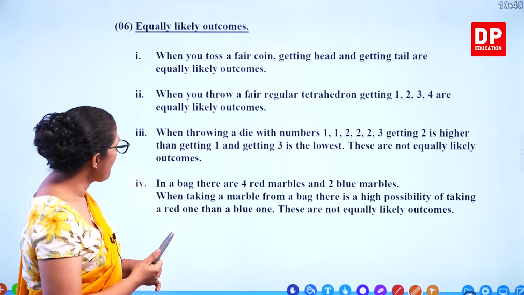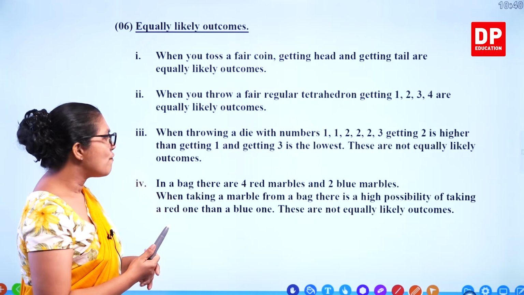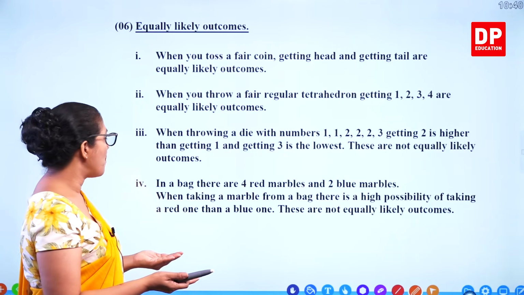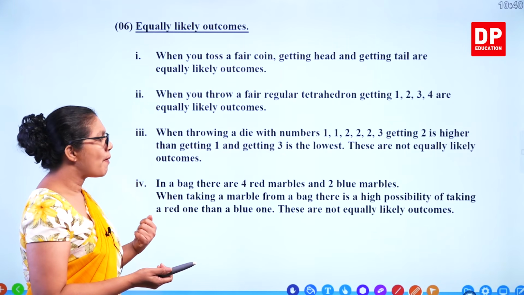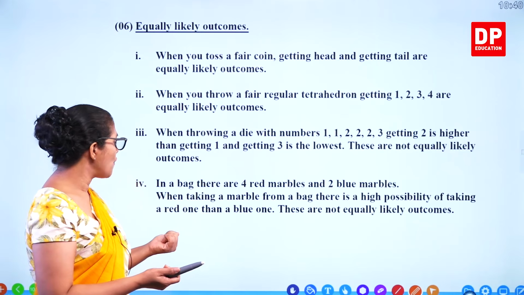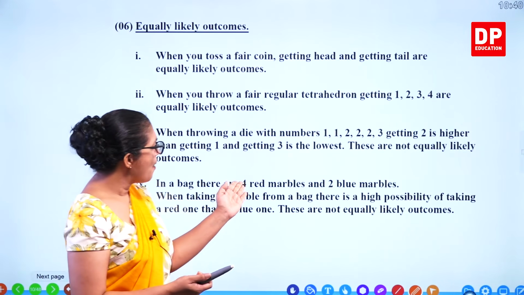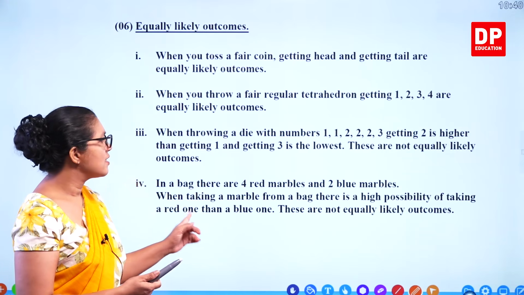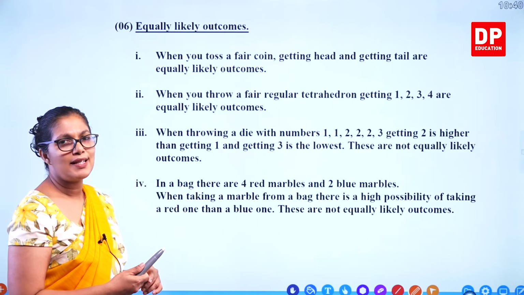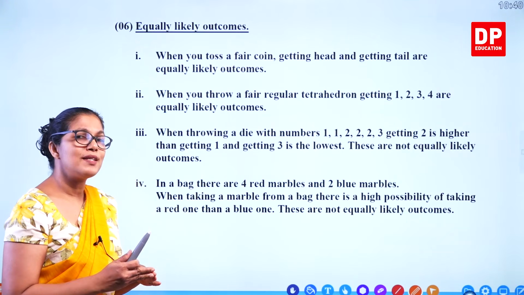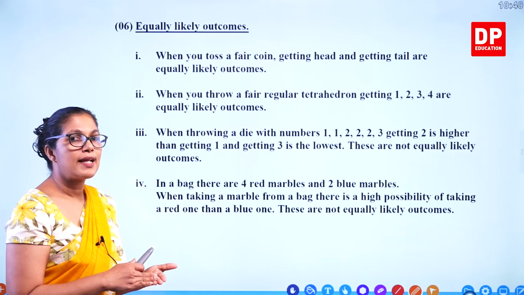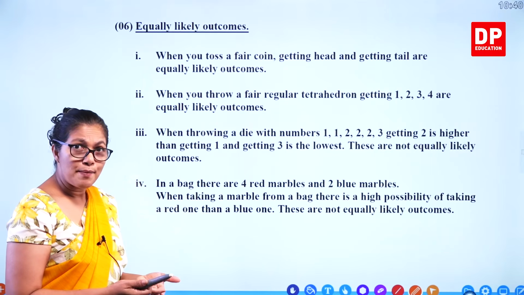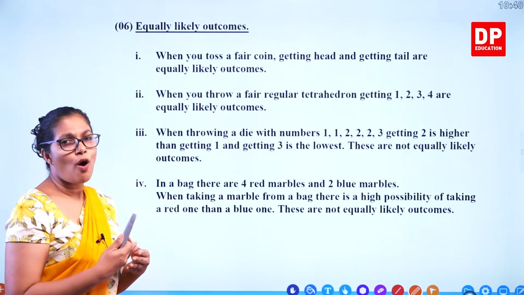Now look at this one. In a bag, there are 4 red marbles and 2 blue marbles. When taking a marble from a bag, there is a high possibility of taking a red one because there are more red ones than blue ones. So these are not equally likely outcomes. Now you know how to identify equally likely outcomes, random experiments, or fair objects.